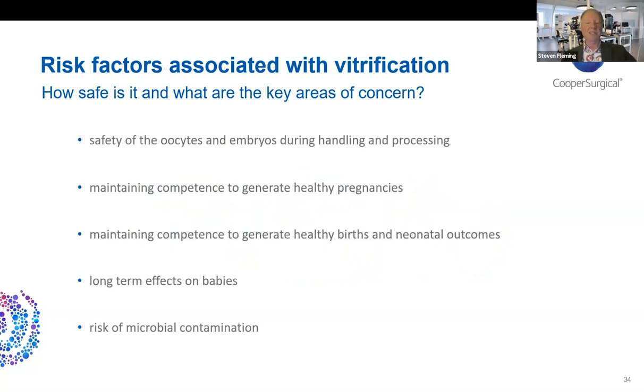So, of course, an important consideration is the safety of oocyte and embryo vitrification and the various risk factors associated with it, such as handling and processing of these material in such small volumes, and their ability to generate healthy pregnancies, births, and neonatal outcomes, including, of course, any long-term effects on babies. And we also have to bear in mind, although there are no documented cases of this, published reports of this, there's also the potential risk of microbial cross-contamination.